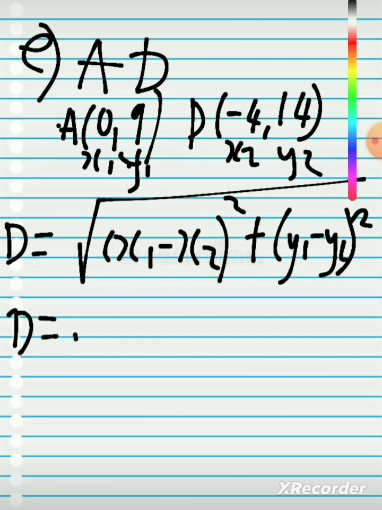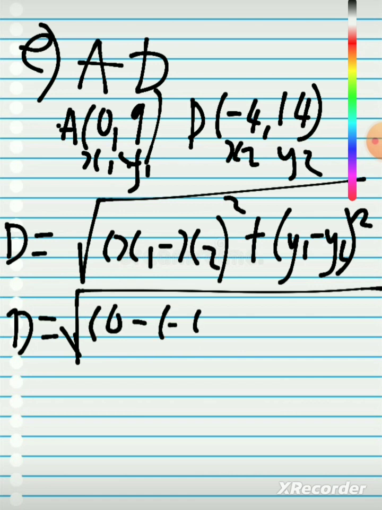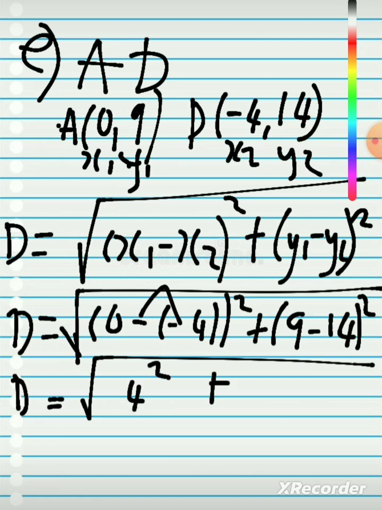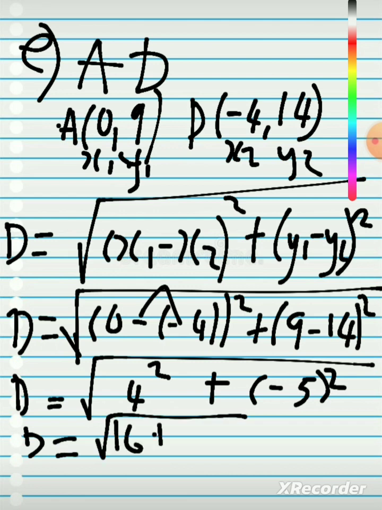Okay, so distance is equal to square root of, what's our x1? 0 minus 4 squared, plus 9 minus 14 squared. So distance is equal to square root of, negative times negative is positive, so it's going to be 4 squared, plus 9 minus 14, which is negative 5 squared. 4 squared is 16. Negative 5 squared is 25. So distance is going to be equal to square root of 41 units.